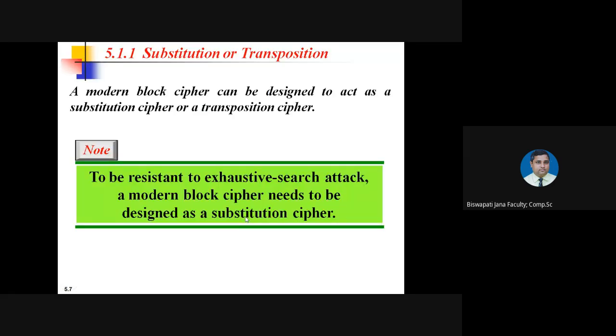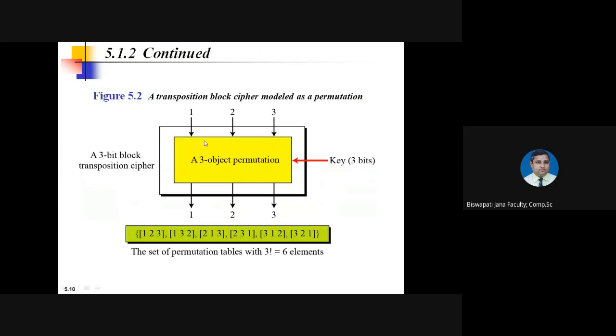The modern block cipher can be designed to act as a substitution cipher or a transposition cipher. Already we have discussed what a substitution cipher and a transposition cipher are. Now come to this one: the transposition cipher, the block cipher. Suppose you have a 3-bit key, 1, 2, 3. Now only 3-object permutations you can use.